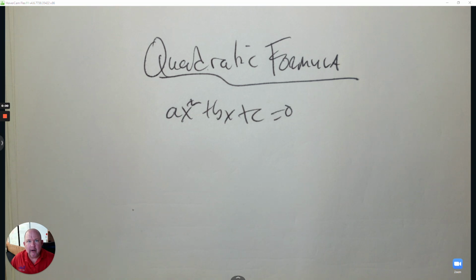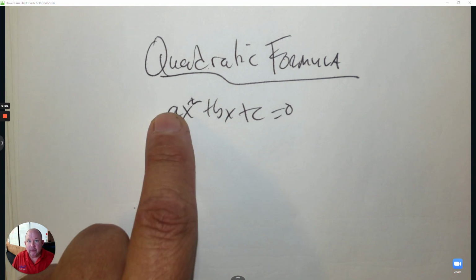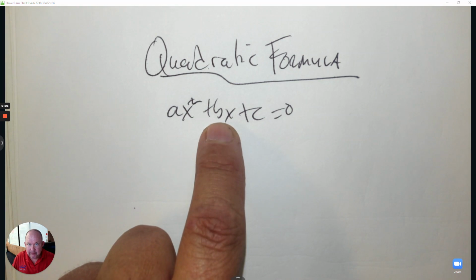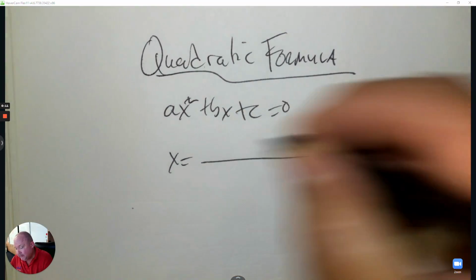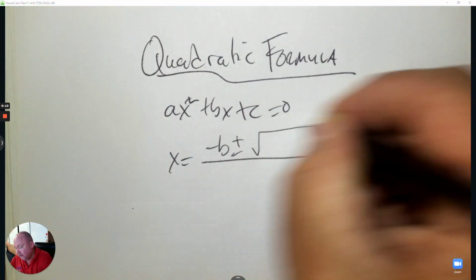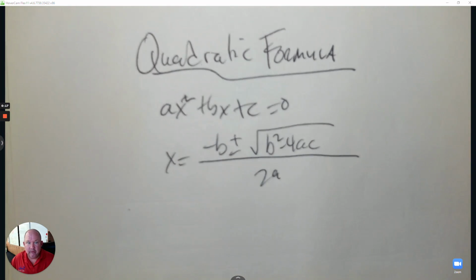Here's your review on the quadratic formula. If you have a quadratic equation, the first number is a, the second number is b, and the last number there is c. And the formula is x equals negative b plus or minus the square root of b squared minus 4ac, all over 2a. So that's the formula we're going to use.